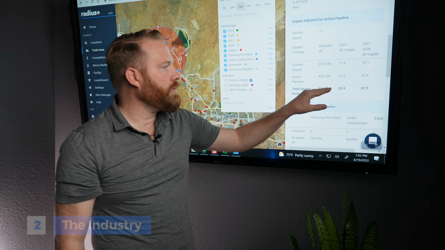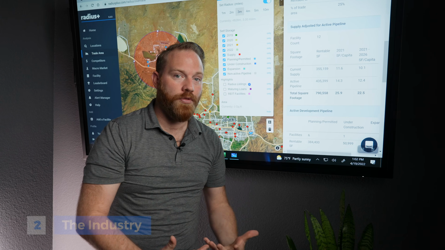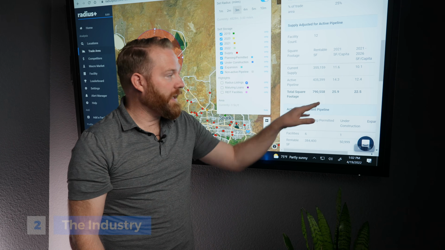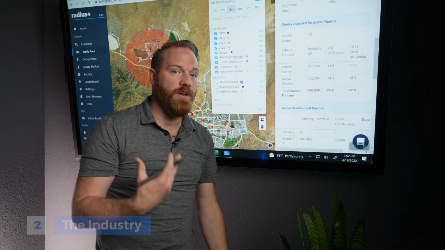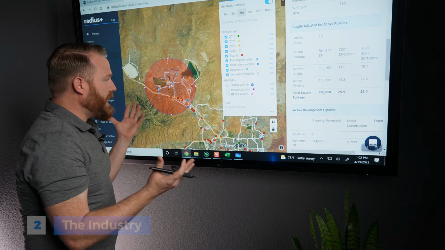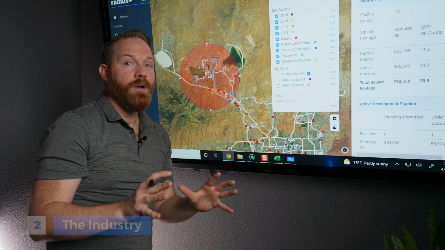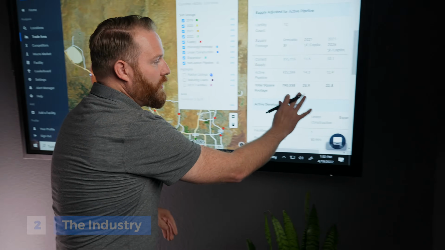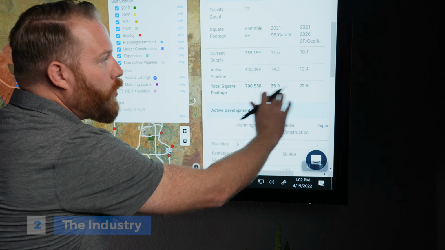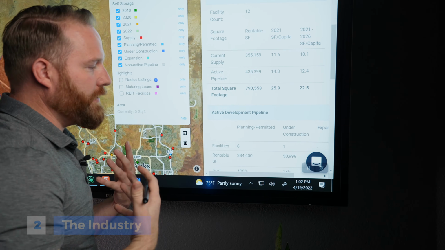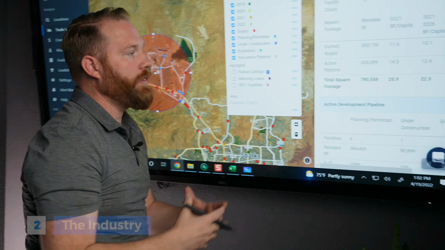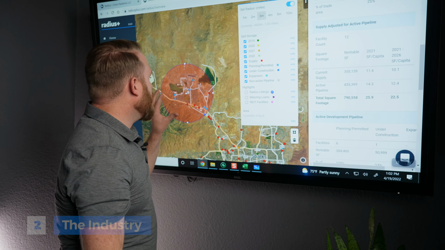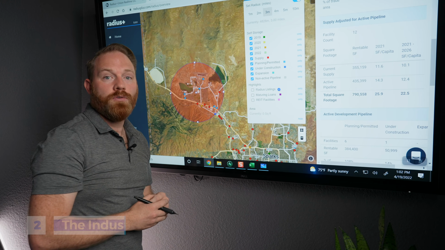This also calculates the growth of the population. So that's with those growth numbers that we loved. At first look, that immediately says, whoa, there's a lot of storage coming on board. And with that growth rate, is it really sustainable? Can this market really hold that much of an increase in this 3-mile radius?